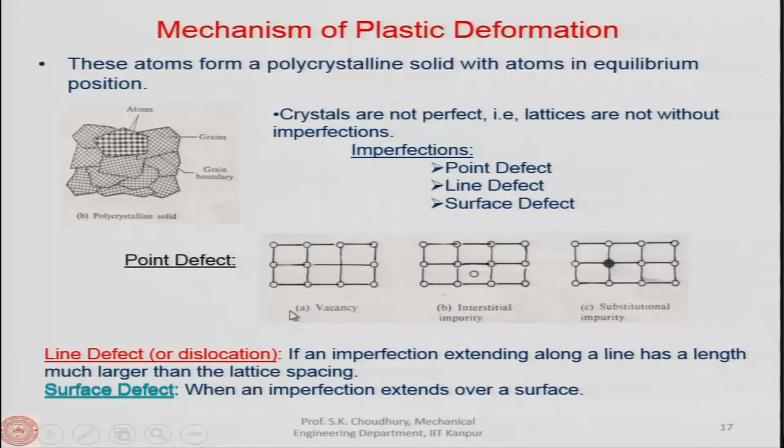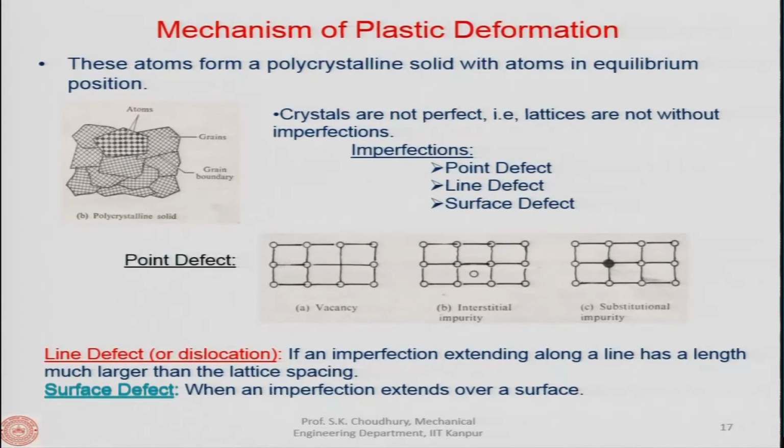The line defect is that defect which extends beyond the lattice spacing. We have a lattice spacing, and the defect is extending along a line which is more than the lattice spacing; that is the line defect. And when it is all along the surface, so that the deformed surface looks like a mirror image of the undeformed surface, this is called the surface defect, or in some places you will find that this is also known as twinning, because it is twinned. So, the deformation also can take place by twinning.